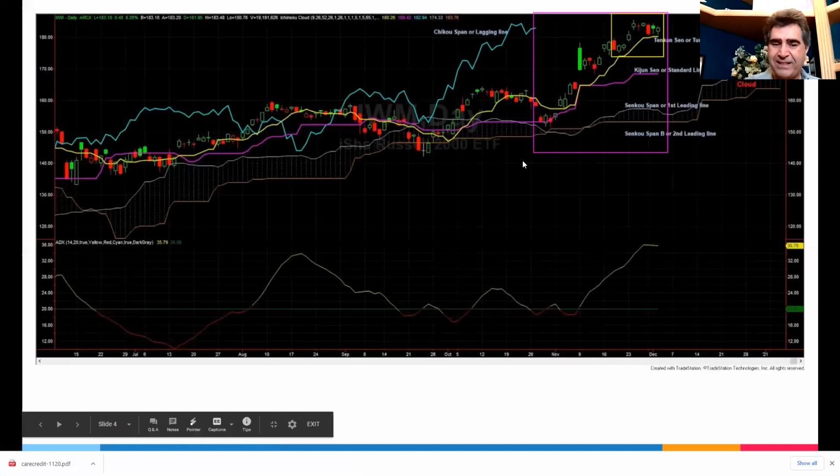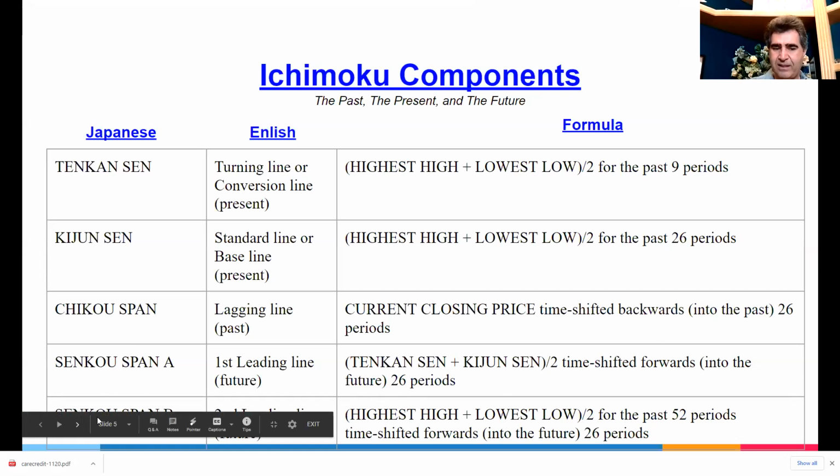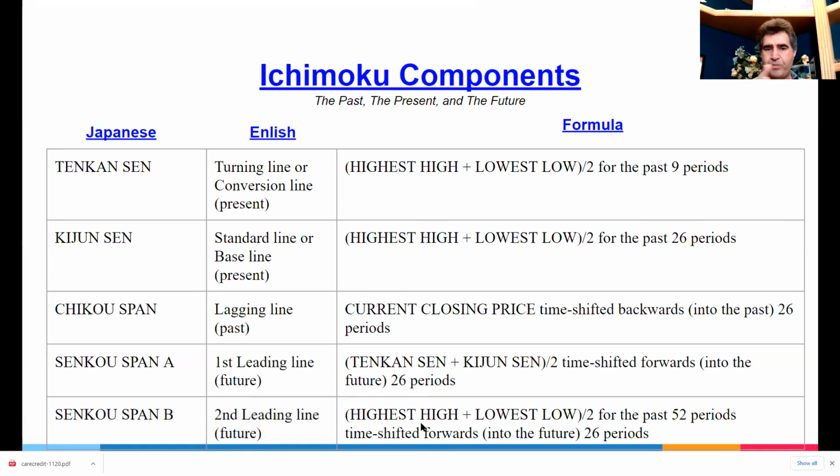So basically, that's how it's calculated. Now, when we look at the second leading line, this one is calculated a little differently. We look at the highest and the lowest, so we go back 52 periods. Remember, we had a 9 and a 26. Now we go back 52 periods. The highest point plus the lowest point, divided by 2. And then we shift it again by 26 periods.